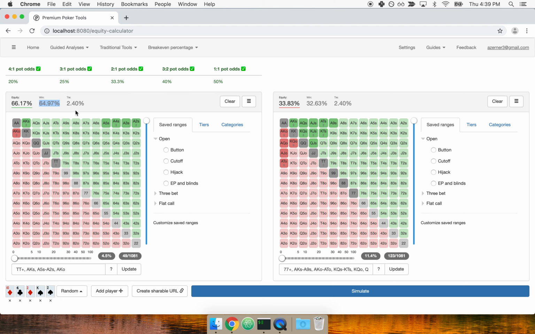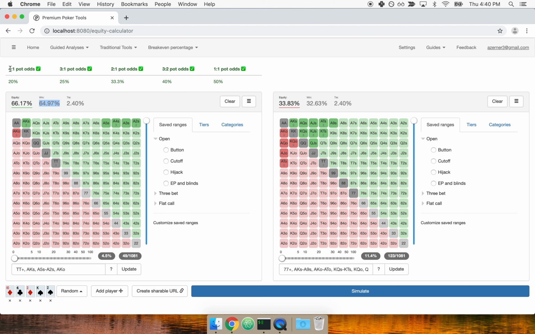I also want to clarify that what we're talking about here, we can call all-in equity. Poker players use the term equity to mean different things in different contexts. In this context, we're assuming that the dealer just deals to the river and there's no more betting, and once the river is dealt, we just flip and see who wins. So that's the kind of equity that we're talking about here. We're not talking about any other type of equity.